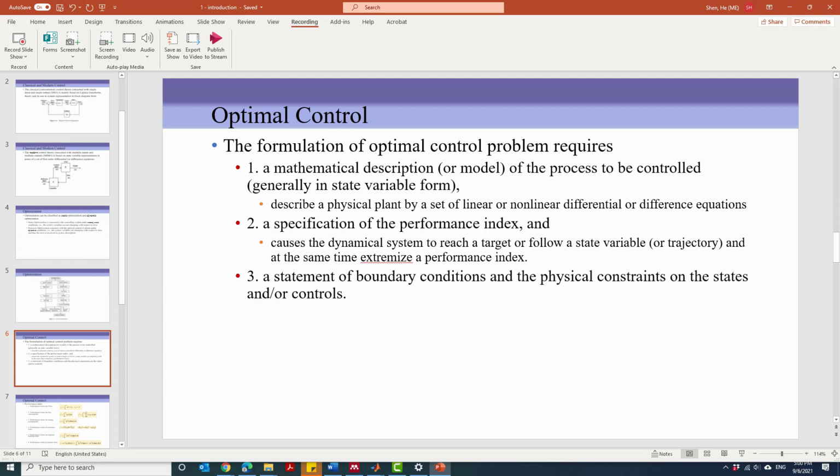The optimal control problem is formulated by using 3 elements. The first one is a mathematical description of a process to be controlled. It's generally described by the set of differential equations. Second is a performance index. It is used to describe the criteria that we care. The last element is boundary conditions, including the initial and final conditions, as well as physical constraints of the states and control variables.